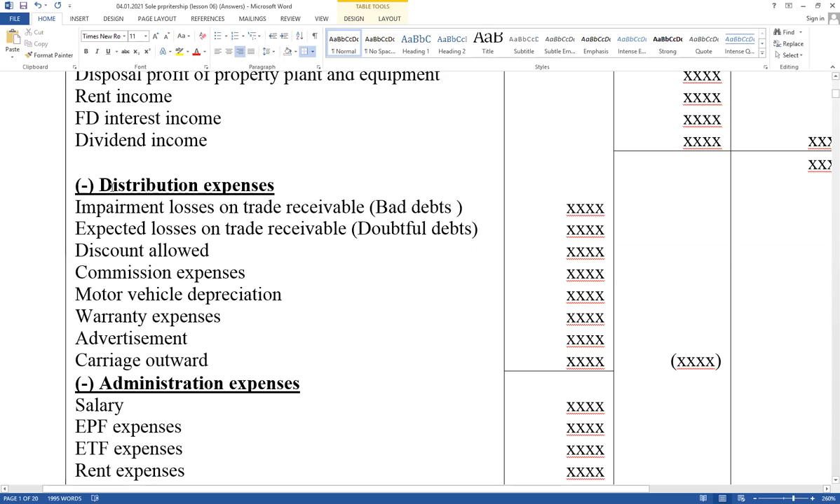Expenses should be categorized as distribution expense, administration expense, other expense, and finance expense. You have to know what kind of expense should be included under distribution expense. Impairment loss on trade receivable is bad debts, and expected losses on trade receivable is doubtful debts. Discount allowance, commission expense, motor vehicle depreciation, warranty expense, advertisement expense, carriage outwards. Those are the distribution expenses.